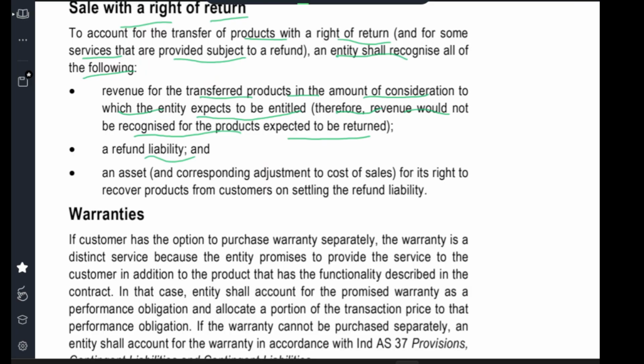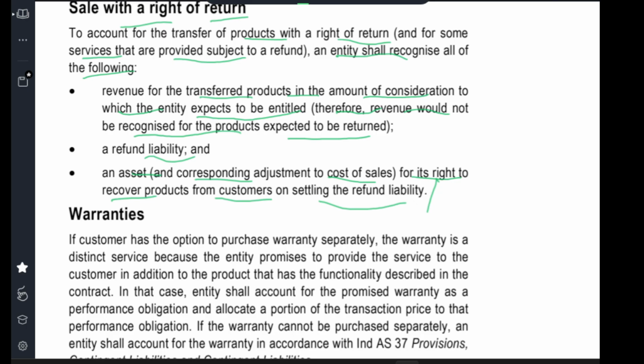The party has deducted TCS and TDS while making the payments, so TDS payment is a liability. They had a refund liability. That should be a component, with a corresponding adjustment to cost of sales and a right to recover products from the customer on settling the refund liability.